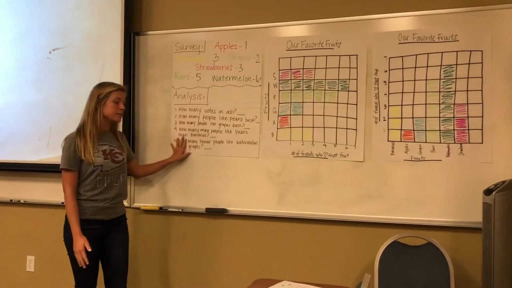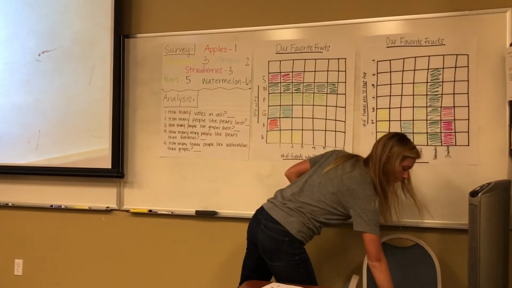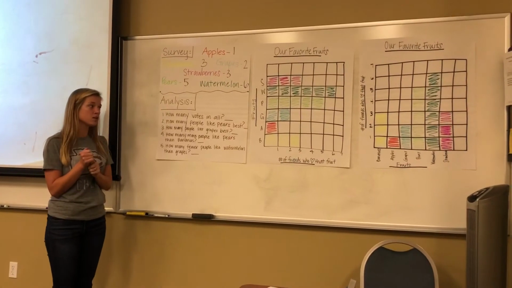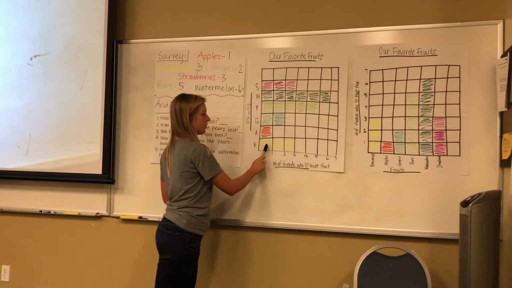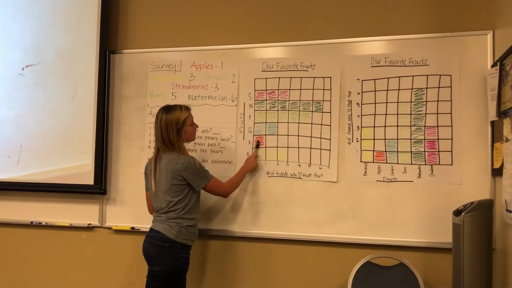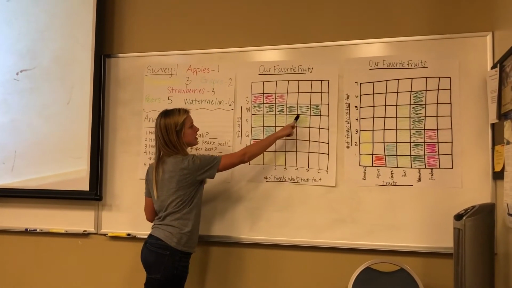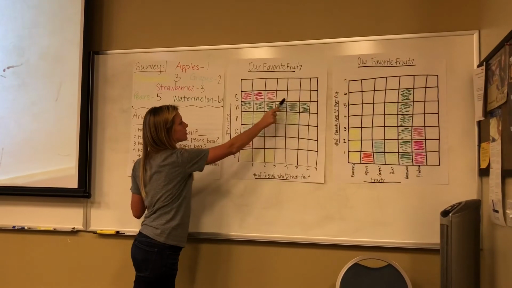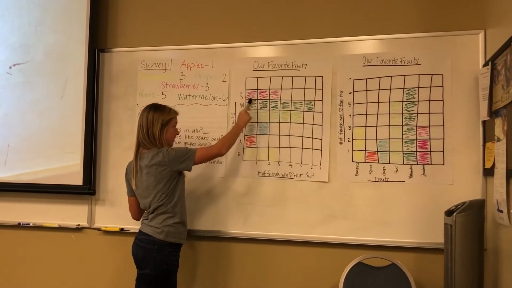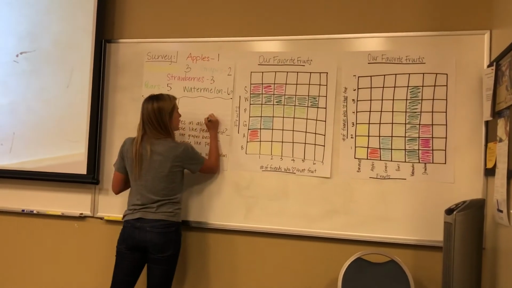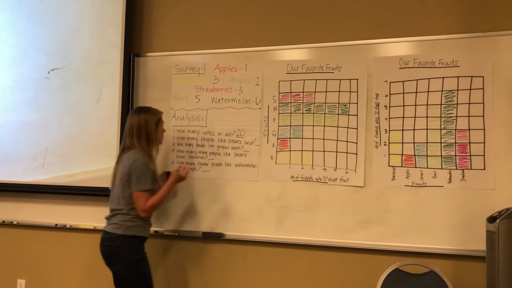So let's do a quick data analysis together. Okay, so how many votes did we have in all? Let's go ahead and count. Ready? 1, 2, 3, 4, 5, 6, 7, 8, 9, 10, 11, 12, 13, 14, 15, 16, 17, 18, 19, 20. So 20 votes in all, okay?